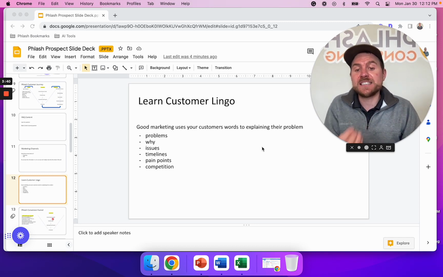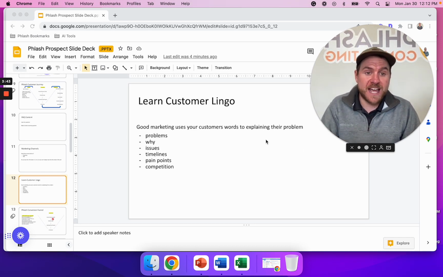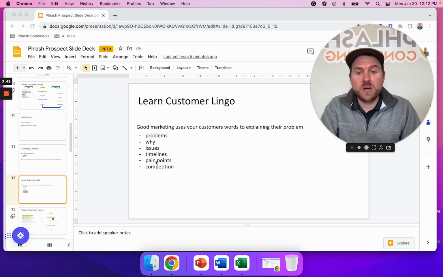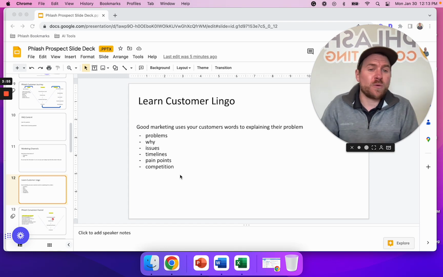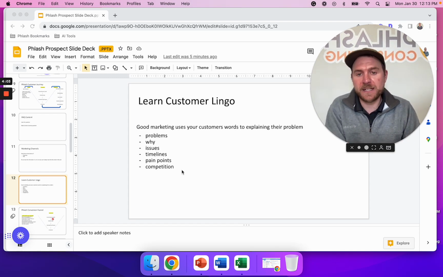So you need to listen to the actual words your customers are saying, and then build your content around that. What are the problems they're facing? Why are they facing those problems? What issues are they coming across trying to solve this problem? What are the timelines they're looking for, the pain points? A lot of times we hear, oh, I just called this competitor, they came out and they messed up. So you could talk about things to look for when hiring this type of company. Learning your customer lingo is huge.